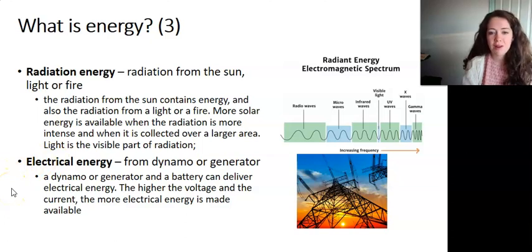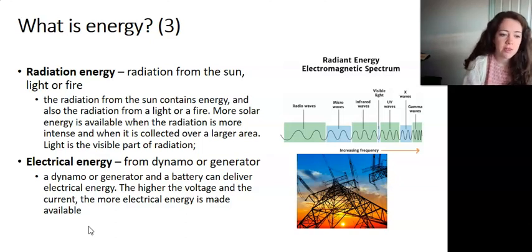And indeed, when a lot of people think about energy systems, they only think about electricity, not all the forms of energy that are flowing through the energy system. So electrical energy comes from a dynamo or a generator, and the higher the voltage and the higher the current, the more electrical energy that's available.